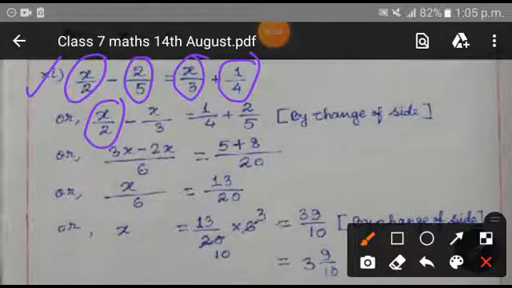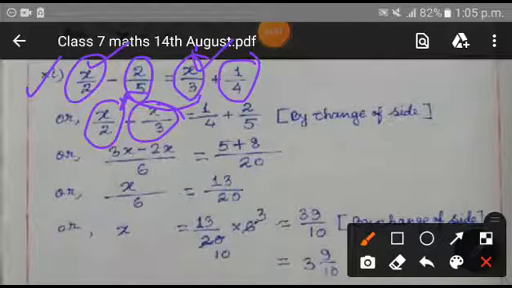So x by 2, this term and this term I am taking together. Now see, this is plus x by 3, and when I am taking it to the other side it will become minus x by 3, which is equal to 1 by 4. Now here we have minus 2 by 5. So when it is changing its side, it will also change its sign. It will become plus 2 by 5.